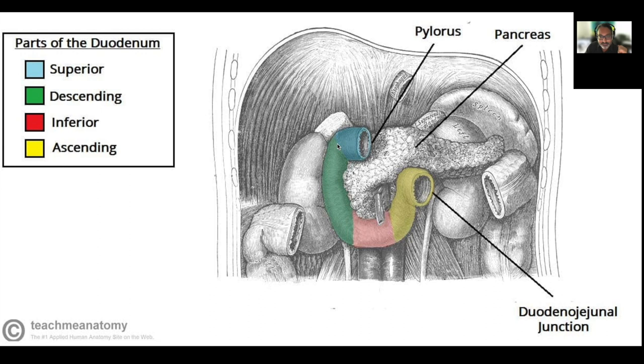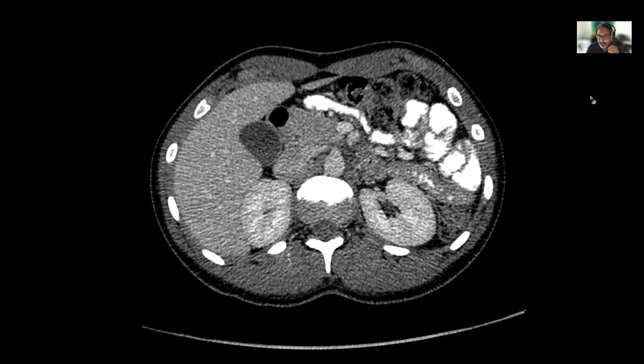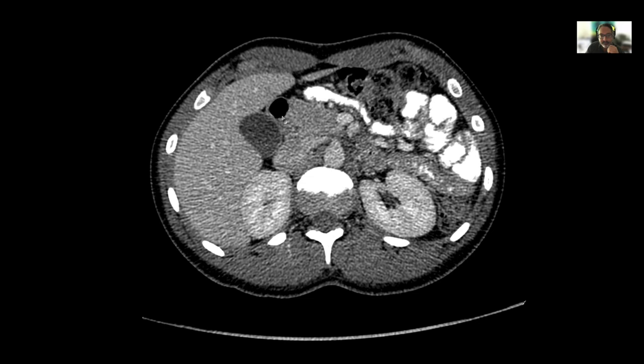So the descending part of the duodenum and this part, this is the third part of the duodenum, the horizontal part of the duodenum, they are quite posterior. Then the ascending part is also posterior, but then the fourth part of the duodenum actually moves anteriorly, and then it joins the jejunum right over here. So if you look at that, sometimes it's easy to see, but sometimes it's hard to see on CT. So that's the first part of the duodenum.